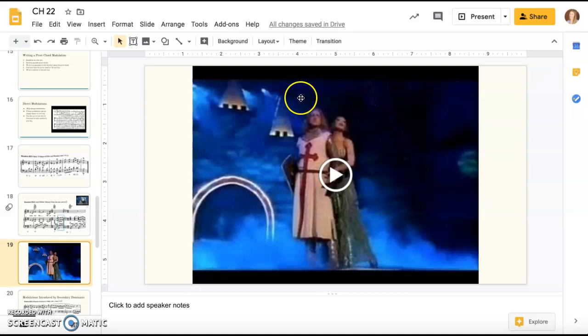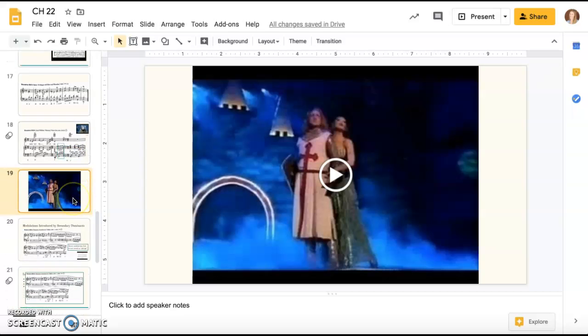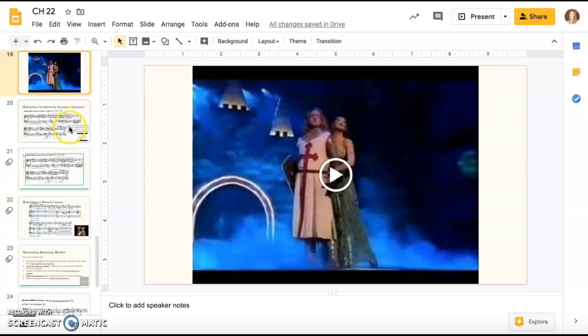But modulations and direct modulations like this, where they just go from one note to the next note, and now you're in a new key. There isn't a lot of transition in between. You just change the key signature in the music, and there you have it. So give that a listen. Very entertaining.